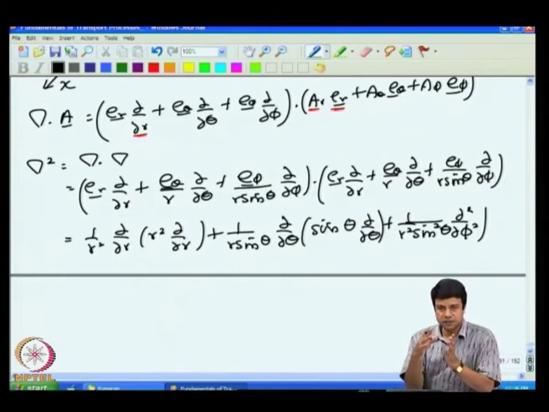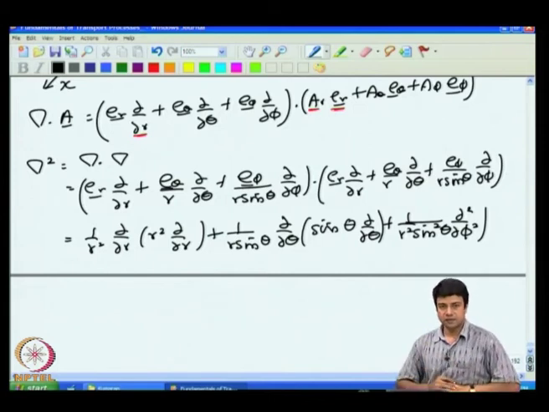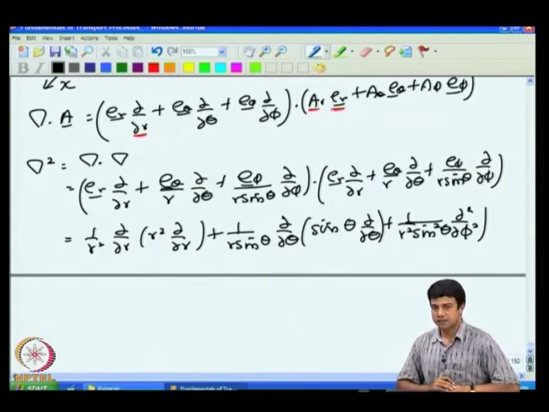Whether you do it by a shell balance and then take the limit of delta r, delta theta, delta phi going to 0, get a differential equation, and identify the terms in that differential equation as the divergence and the Laplacian, or you take directly the derivatives of the unit vector, both of these give you the same result. We will not do the second way by taking the derivatives of the unit vector, because we have not yet studied how to look at derivatives of vectors and tensors in vector calculus. But if you do it that way, you will get exactly the same result.